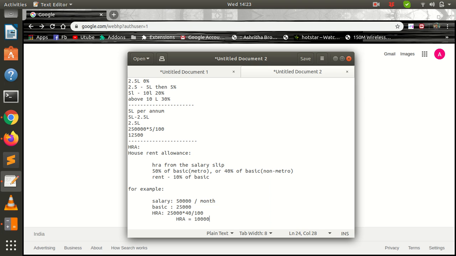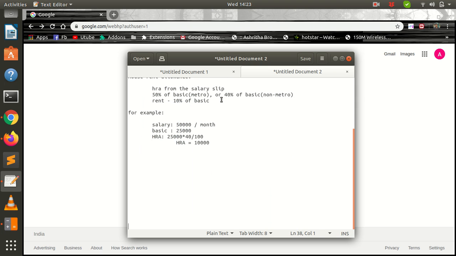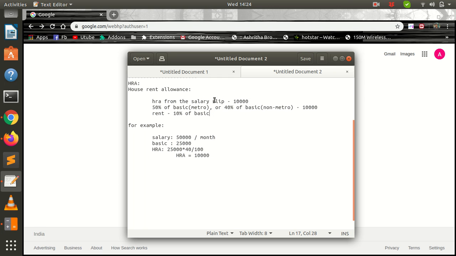So this is how it is. For this, the tax exemption here could be considered very minimal. HRA from the pay slip is around 10,000. Then what is your home rent? For example, if my rent is around 5,000 per month, minus 10% of my basic salary, which is 25,000, so 10% of that gives something around 2,500 rupees.